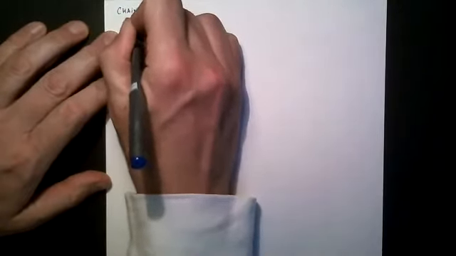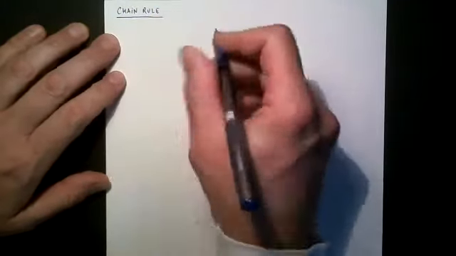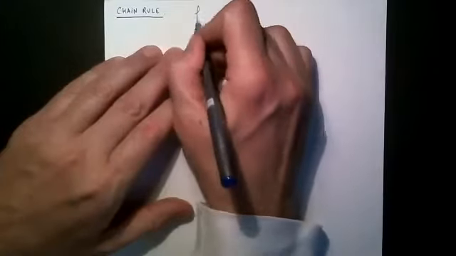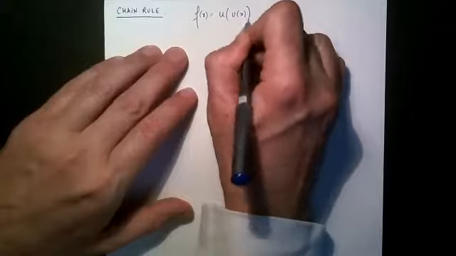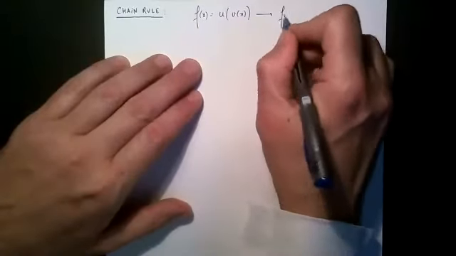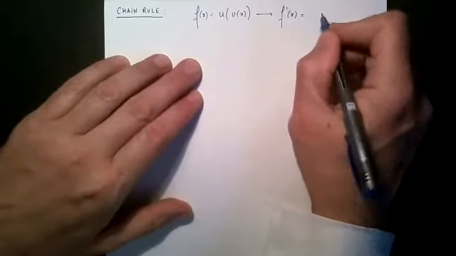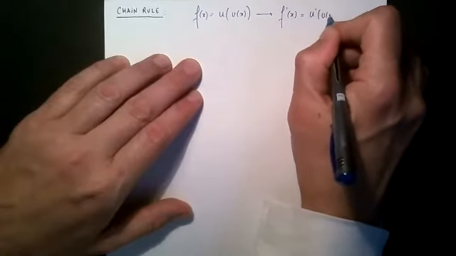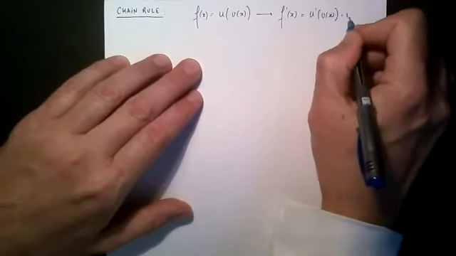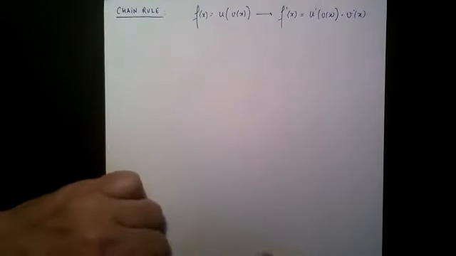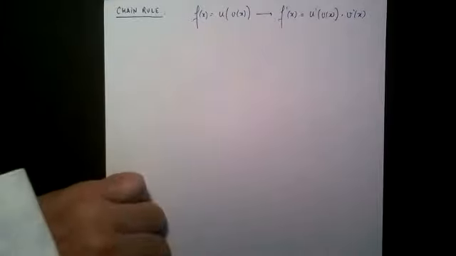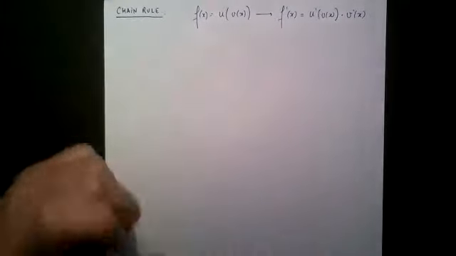So, chain rule. Just a reminder: if f of x is equal to u of v of x, then f prime of x is equal to u prime of v of x times v prime of x. This is what we applied. This is the main rule. We did a few examples. Let's prove it now.